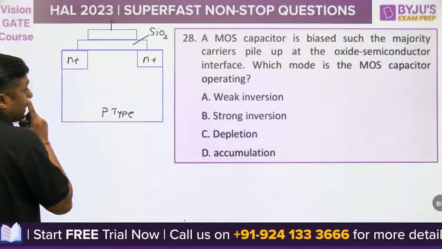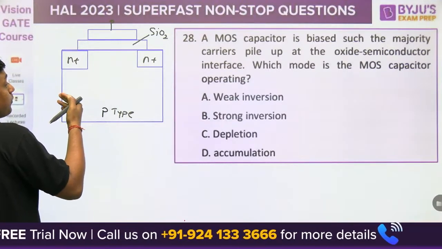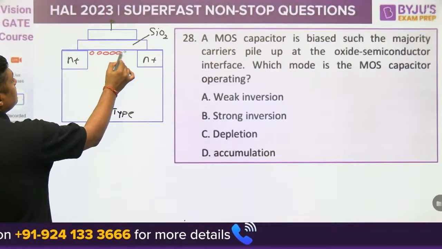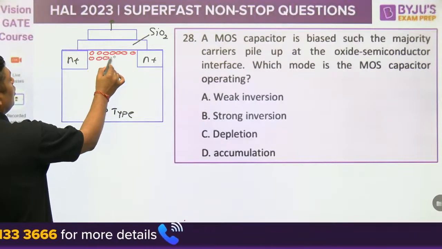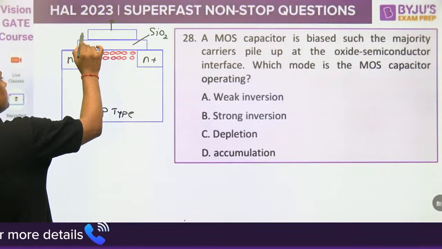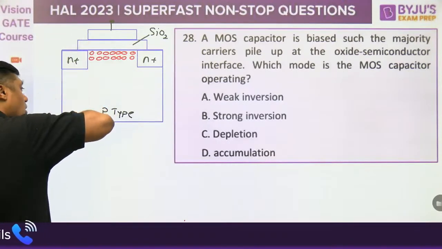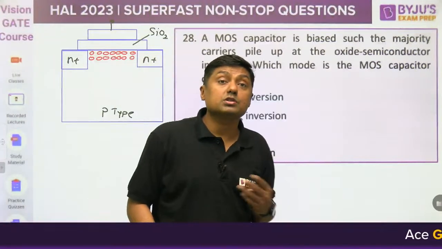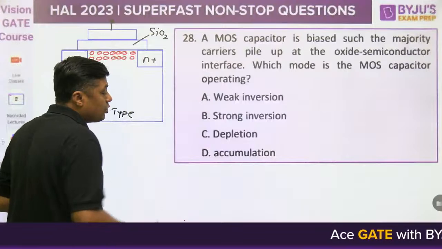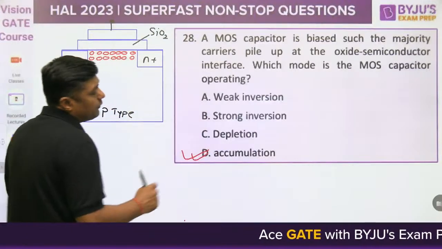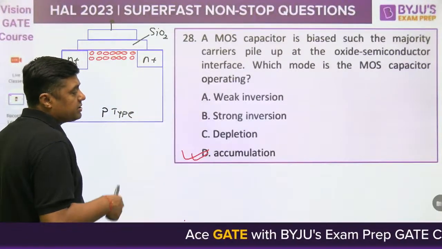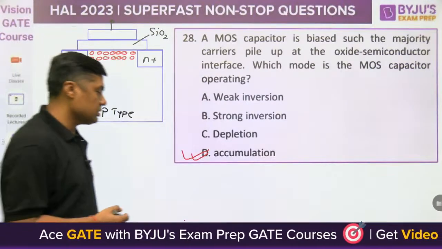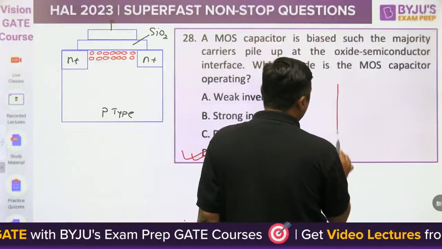Now everyone, majority carriers means holes are piled up here. If the holes are piled up here, it is called accumulation. When the electrons are piled up, it is called what? Inversion. So what is the answer for this question? Accumulation, D. So there are accumulation, depletion, inversion, weak inversion and strong inversion. So that is the characteristics, as you know.